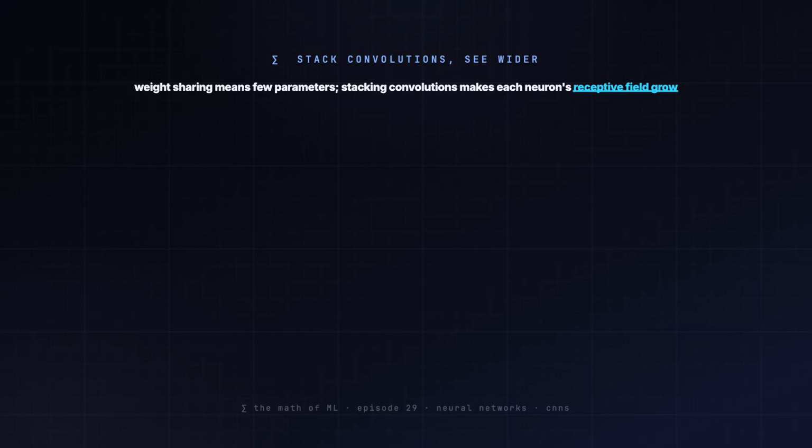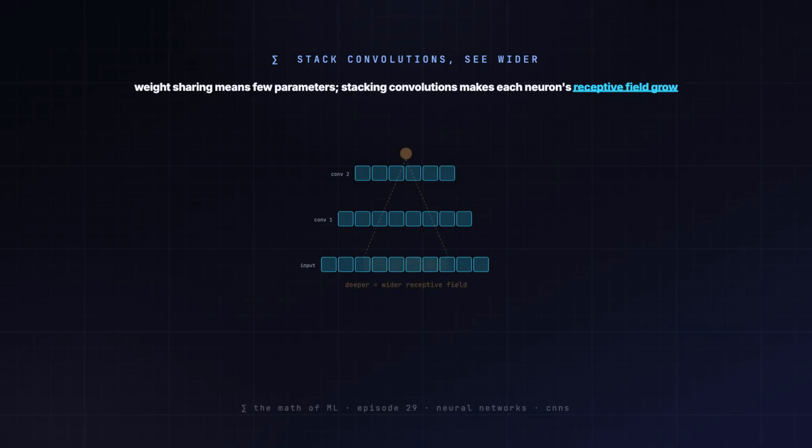The linear then non-linear sandwich is every MLP, every transformer block. Convolution's weight sharing is why CNNs need so few parameters to scan a whole image. One edge detector reused at every position. Stack convolutions and each neuron's receptive field grows, seeing wider context. Pooling downsamples so deeper layers reason about bigger structures.